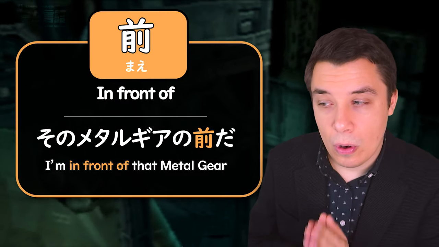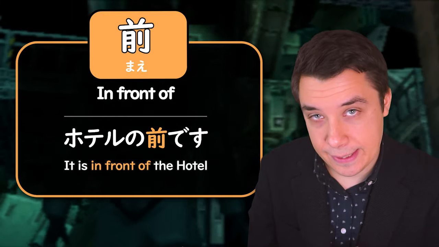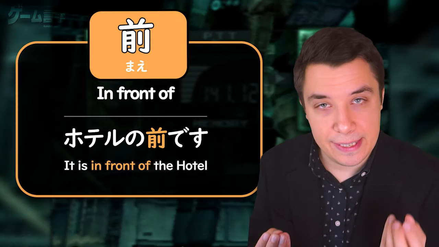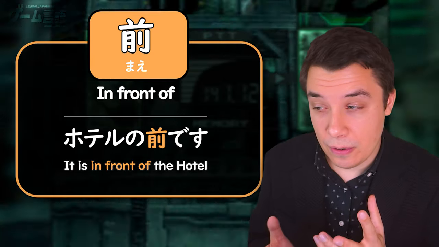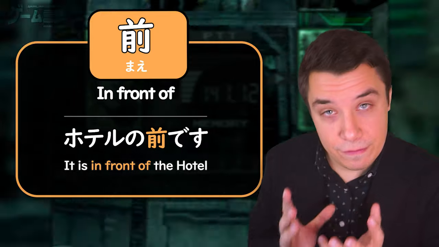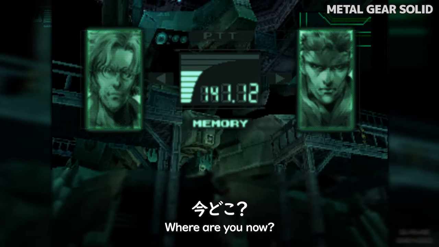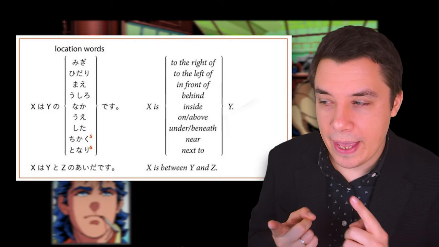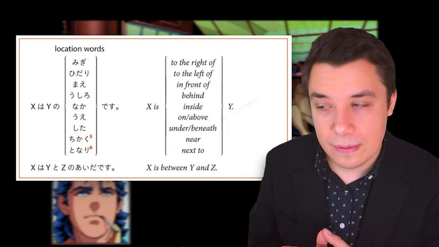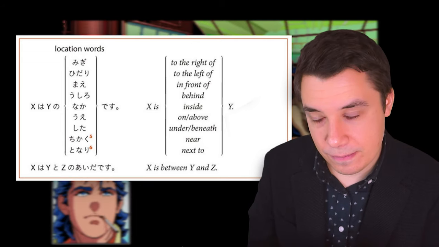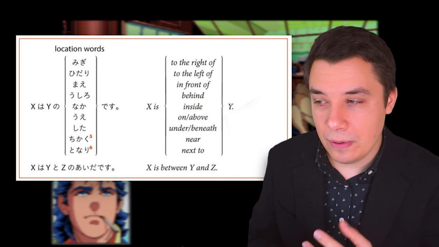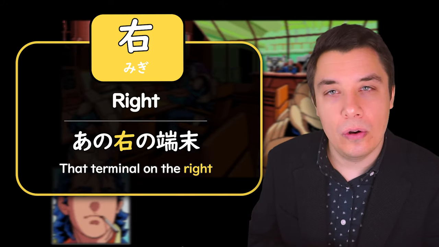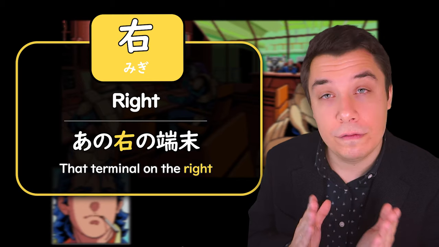For example, hotelu no mae desu. Hotelu is a hotel, no mae is in front of, and then desu is the polite way of saying to be. So, it is in front of the hotel. 今どこ？ そのメタルギアの前だ。 So, like this chart here from the textbook, X wa Y no location word desu. X wa Y no migi desu. So X, as for X, it is on the right migi of Y.